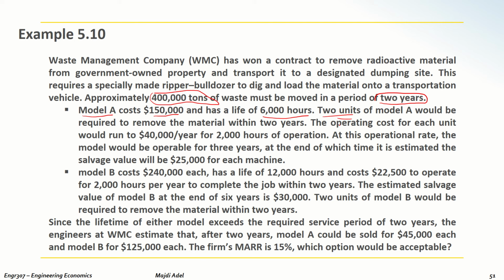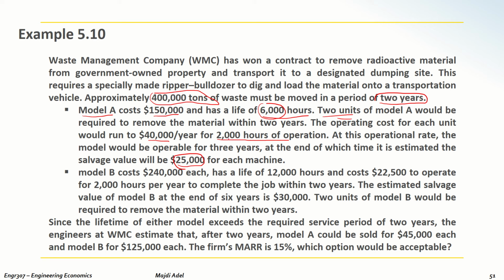So the operating cost for each unit is $40,000 per year, and they are going to operate at 2,000 hours per year. Remember that the machine has a useful life of 6,000 operating hours. At this operational rate, the model would be operable for 3 years, at the end of which its estimated salvage value will be $25,000.